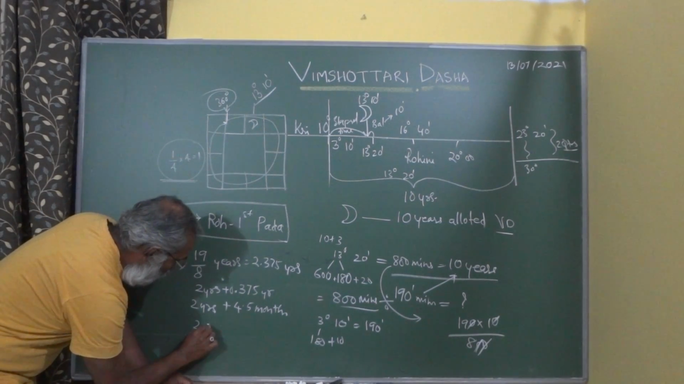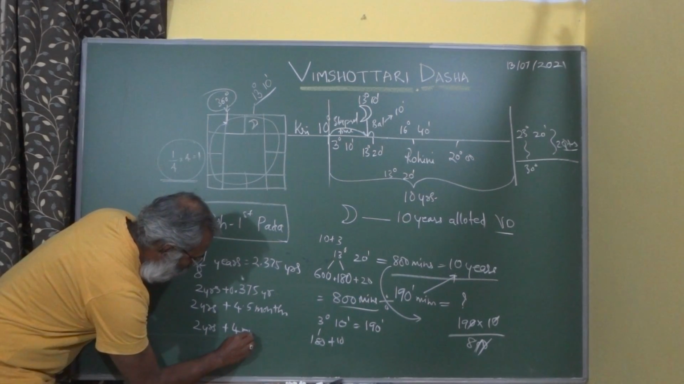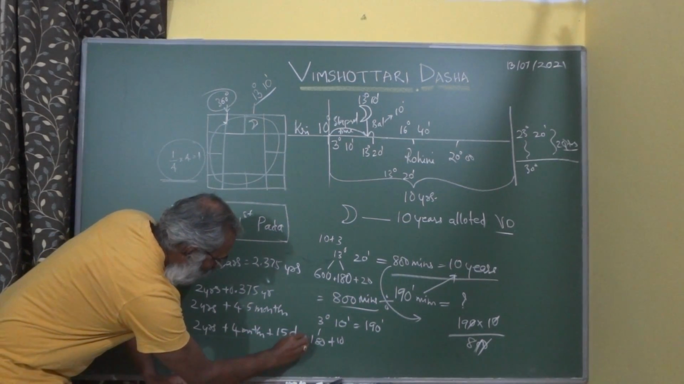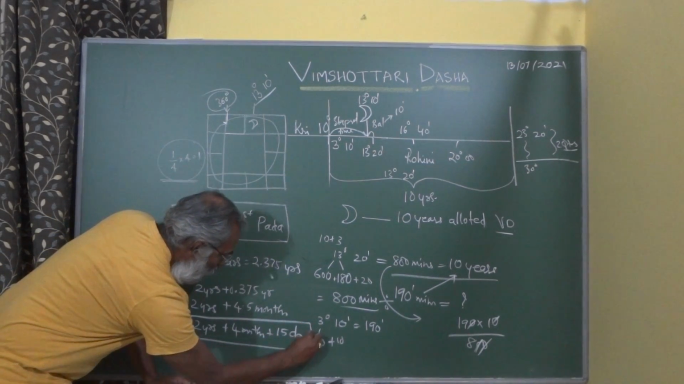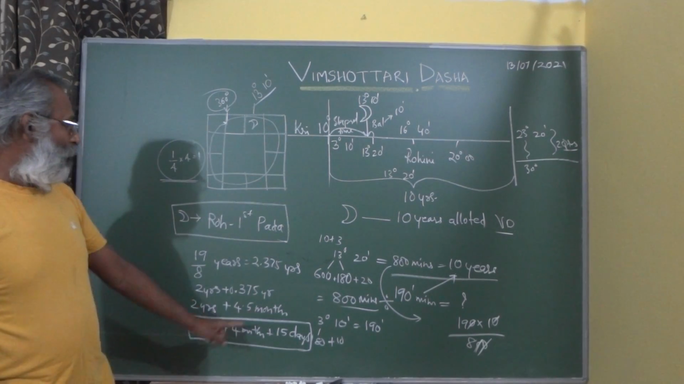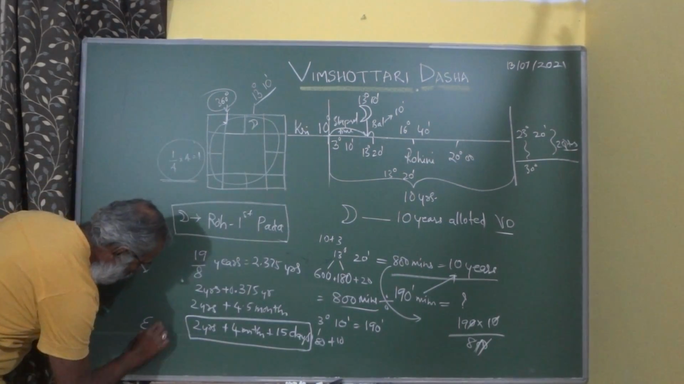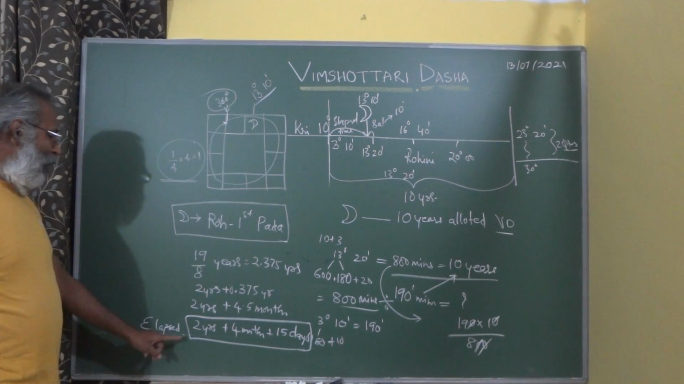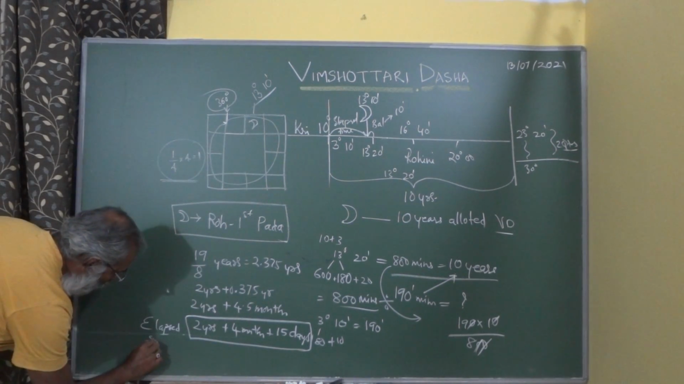So it is 2 years plus 4 months plus 15 days. And what is this? Elapsed time. Garbhagata, elapsed. So this is the elapsed period, elapsed span or period.